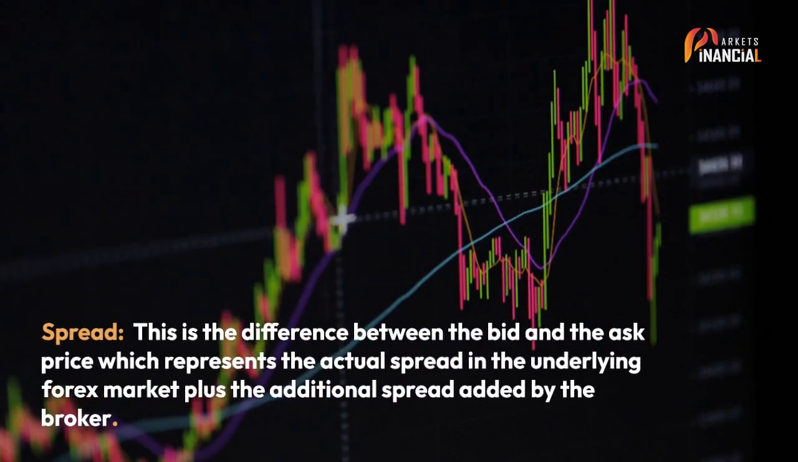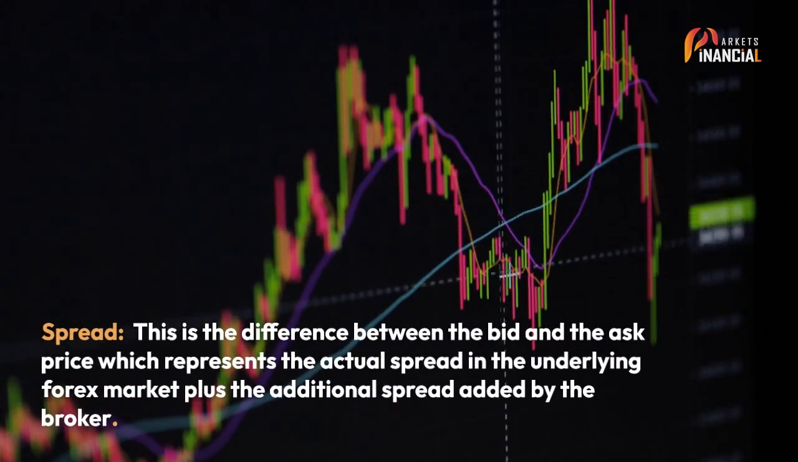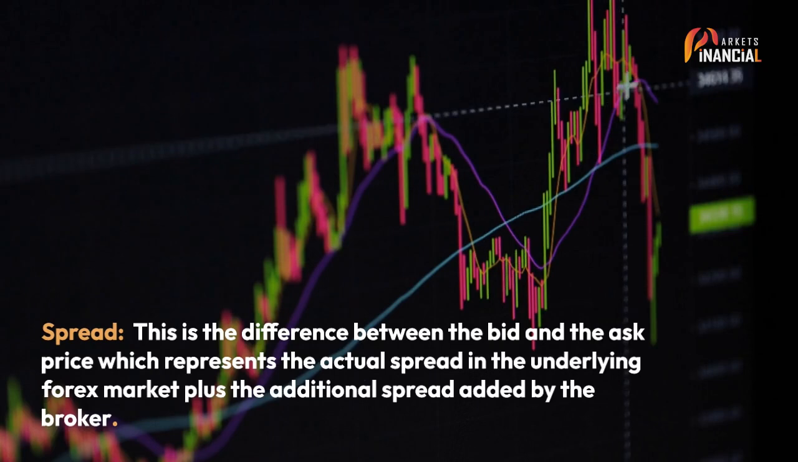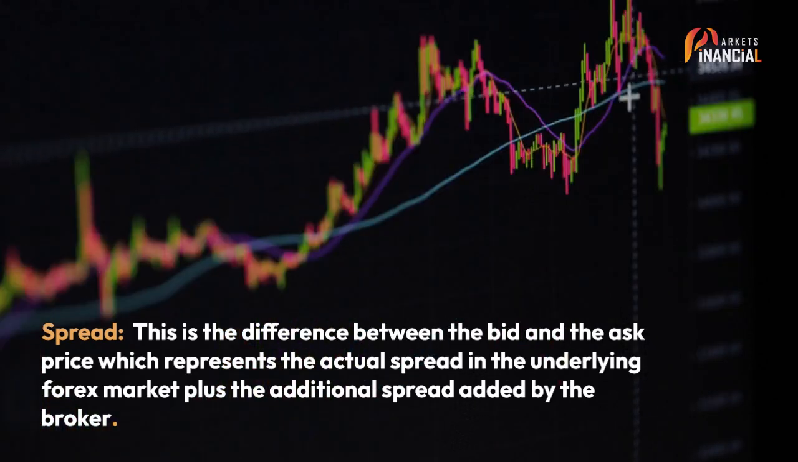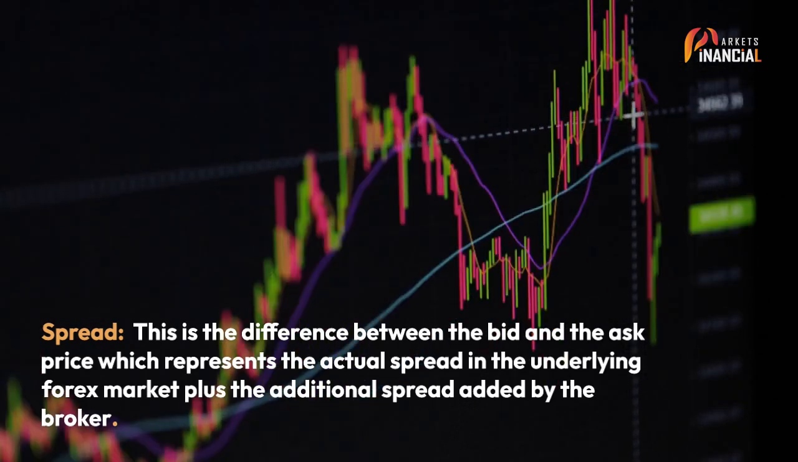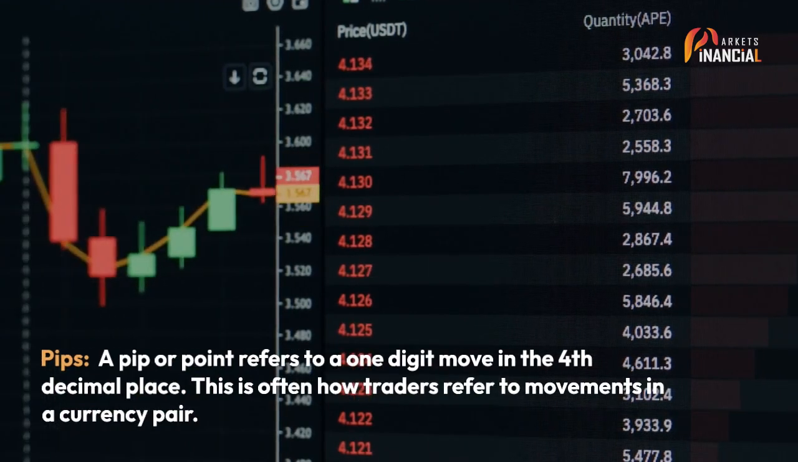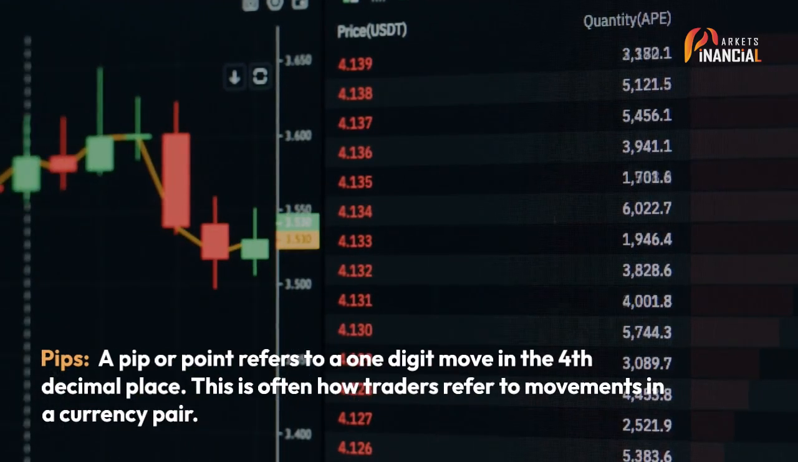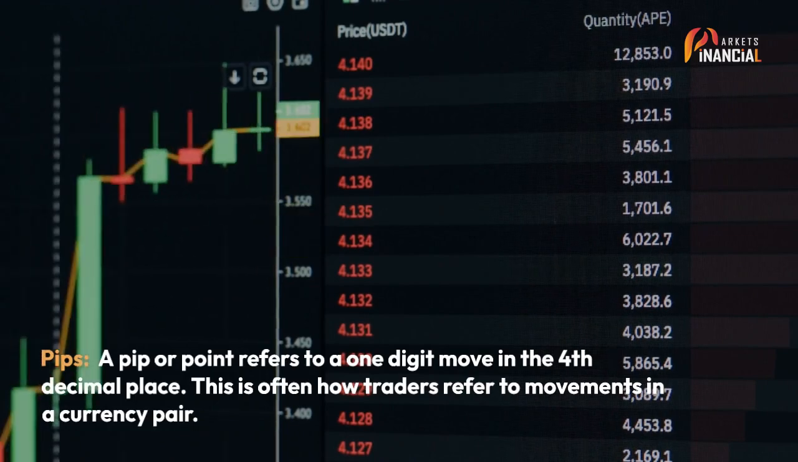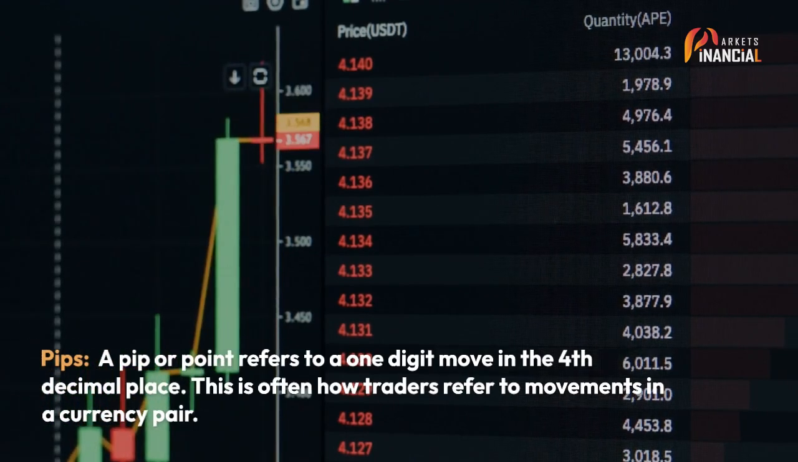Spread. This is the difference between the bid and the ask price, which represents the actual spread in the underlying Forex market plus the additional spread added by the broker. Pips. A pip or point refers to a one-digit move in the fourth decimal place. This is often how traders refer to movements in a currency pair.